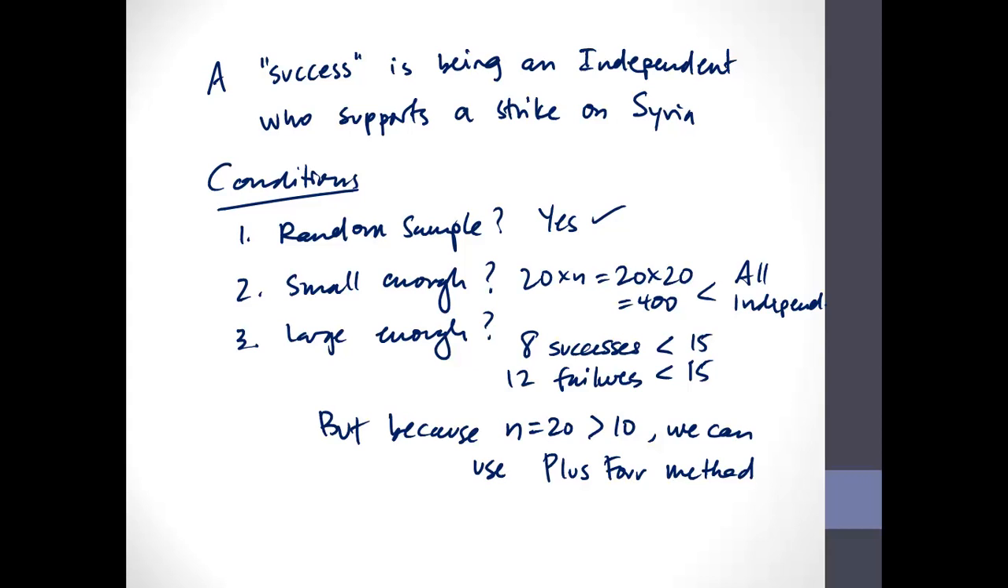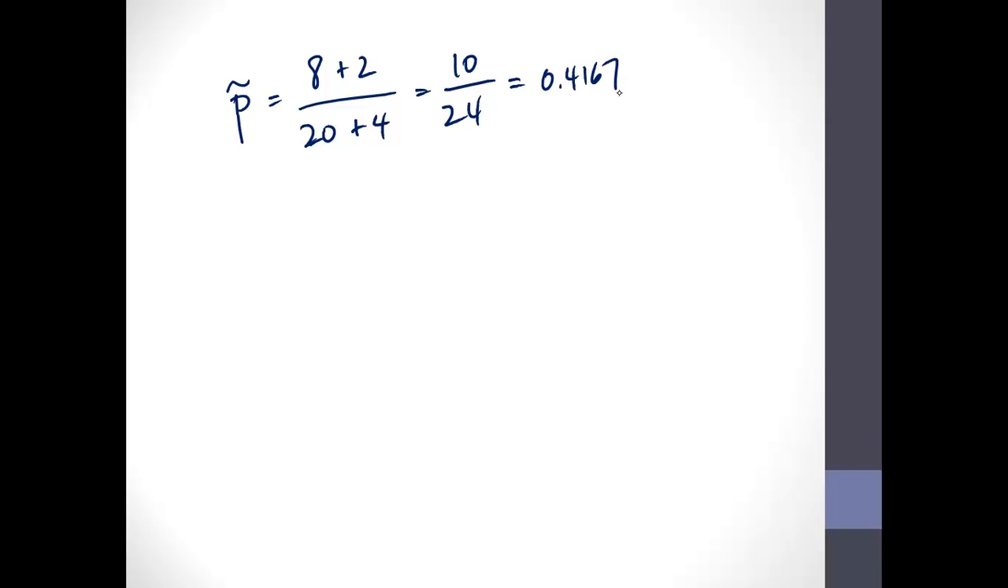So that's kind of the motivation for having this second method here. Since our conditions check out for the second method, we're ready to roll. P tilde is going to be, again, we had 8 successes out of 20 people in our sample, so we're going to add 2 successes and add 4 total observations. 2 successes, 2 failures. And we get our estimate here is 10 over 24, which is 0.4167.